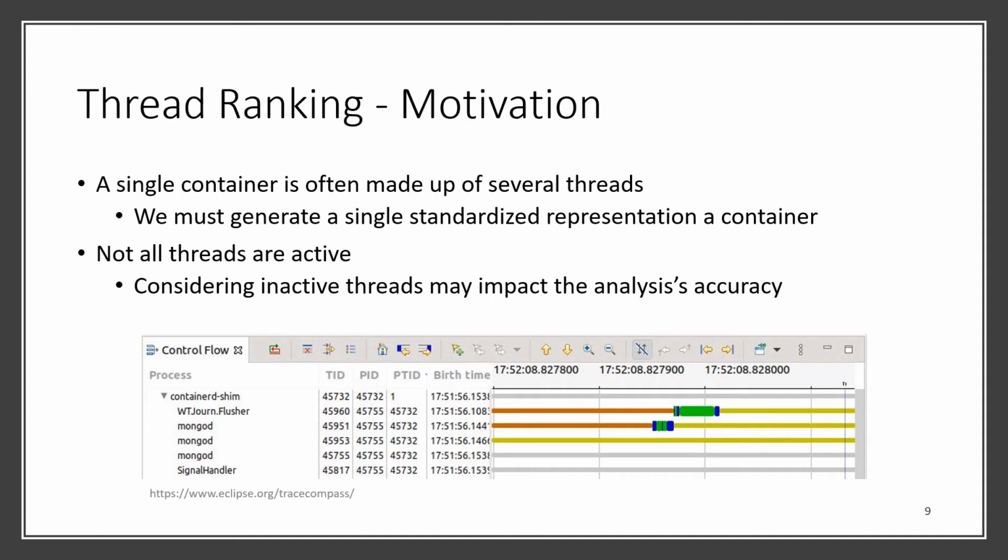After collecting the trace data and determining the execution states of the threads present in that data, we have to generate a single representation of each container so that we can cluster them based off of their respective workloads. It's important to note that each container is often made up of several different threads, and not all of these threads are necessarily active during the tracing session.